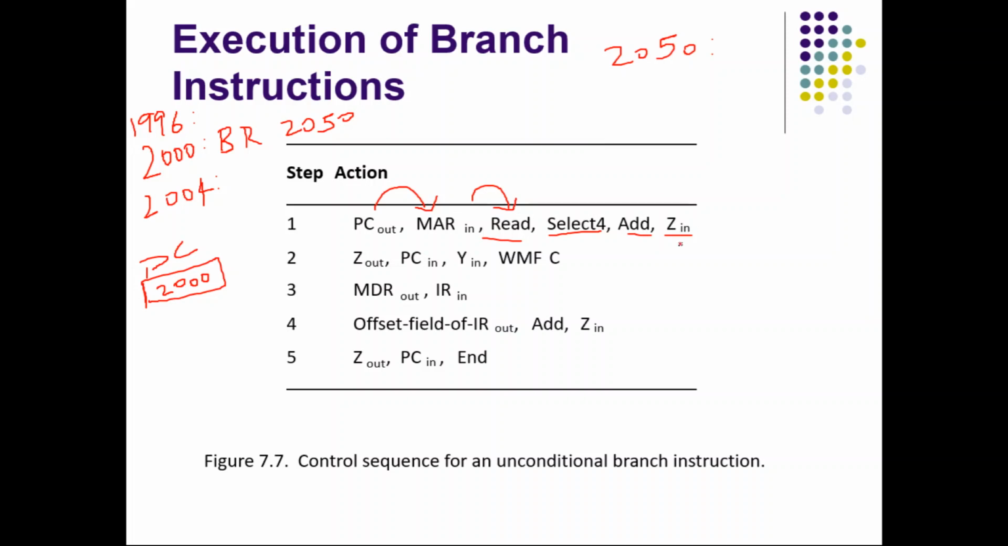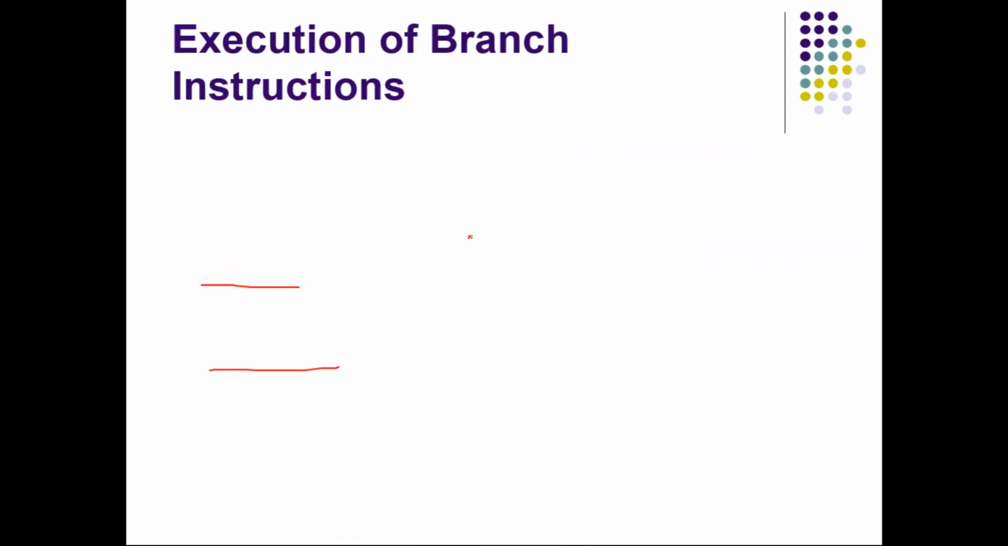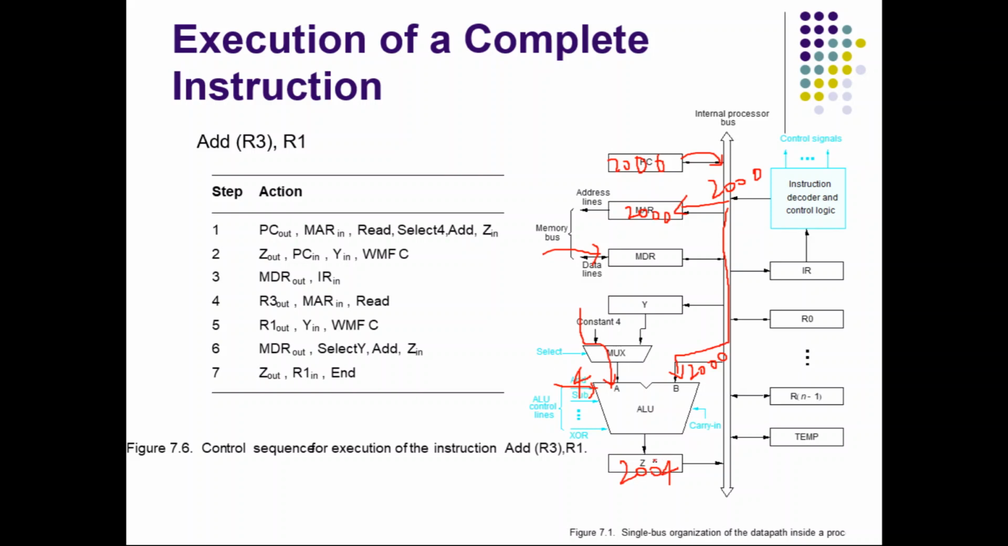Then what we say: Z out, PC in and Y in. That is, whatever is in Z goes to PC in and also to Y in. Z out means first whatever is in Z goes to the internal bus. What is in Z? 2004.